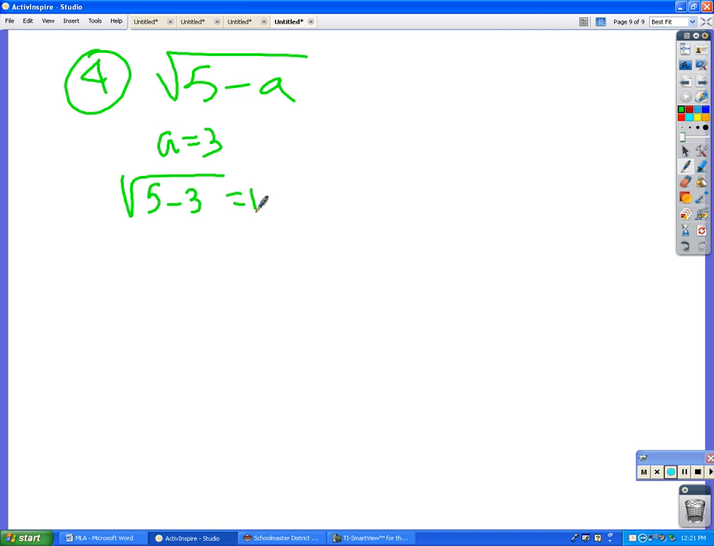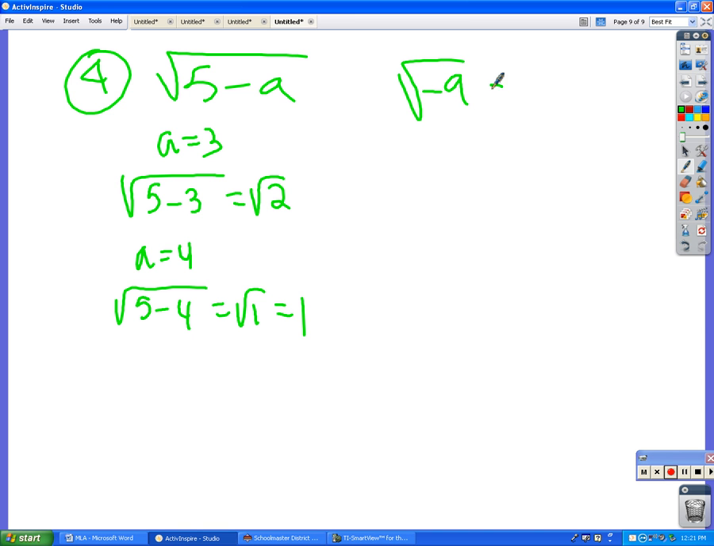Now if I plug in 3 or 4, if a is 3, then 5 minus 3 is 2. And the square root of 2 is a real number. How about if a is 4? 5 minus 4 is 1. The square root of 1 is 1. That's a real number. What trouble do I have underneath the square root? What type of number can I not take the square root of? A negative number, right? Because if I tried to do the square root of negative 9, that's not negative 3, because negative 3 times negative 3 is 9. Positive 9, right. So I can't take the square root of a negative number.